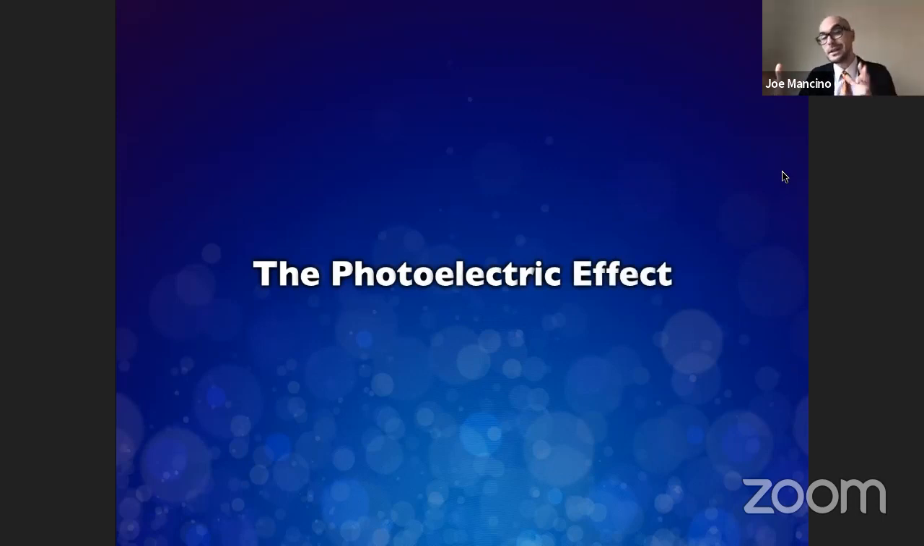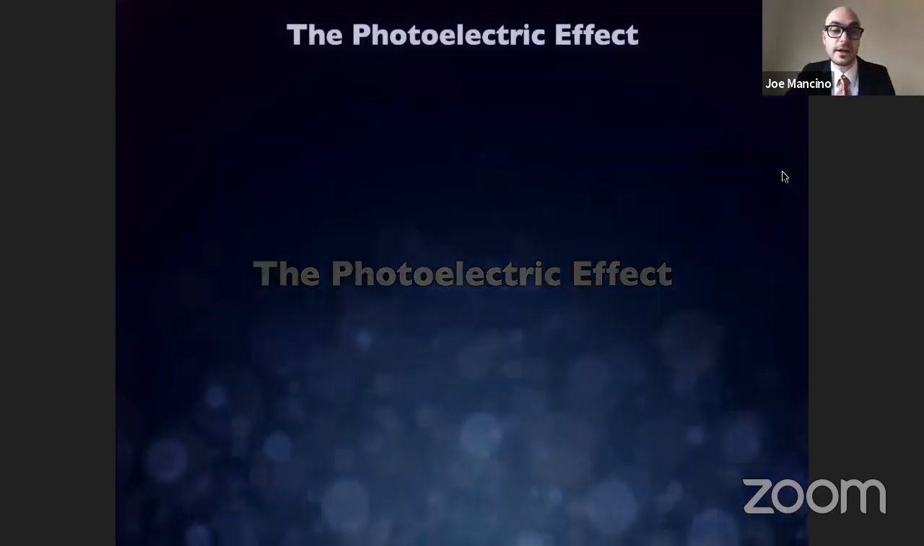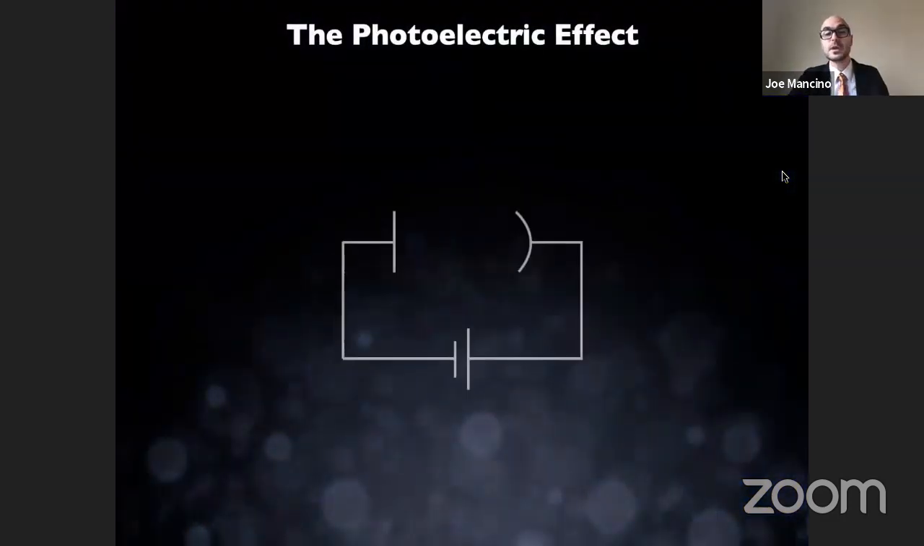Photo, light, electric, electricity. The photoelectric effect is the interaction between light and electrons, which is super weird. I see light shining on everything all the time, and I don't see electricity dripping off of me. Well, here's what's going on. In the photoelectric effect, light shines on a metal and electrons come off.